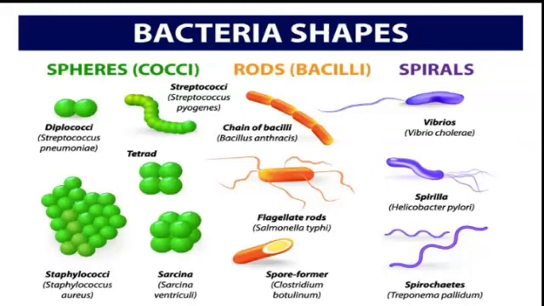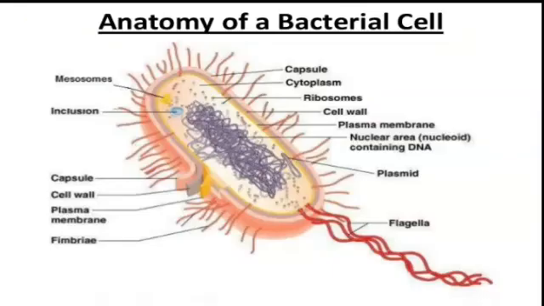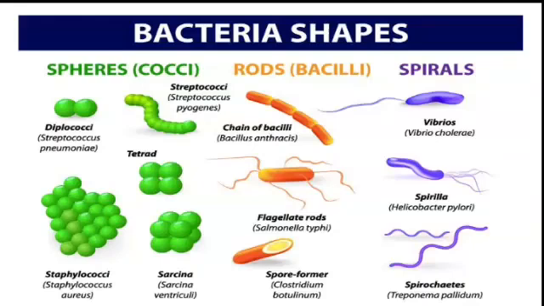And the next is spiral shapes. Spiral shaped bacteria, the best example is Vibrio cholerae. It is a spiral shaped bacteria. And Helicobacter pylori, which has a spiral shape, and the spirochete Treponema pallidum. Spiral shape is again divided into normal spiral, spirilla and spirochetes. You can see the difference of the shapes in this picture. So bacteria, according to shape, are classified as cocci, bacilli and spirals.